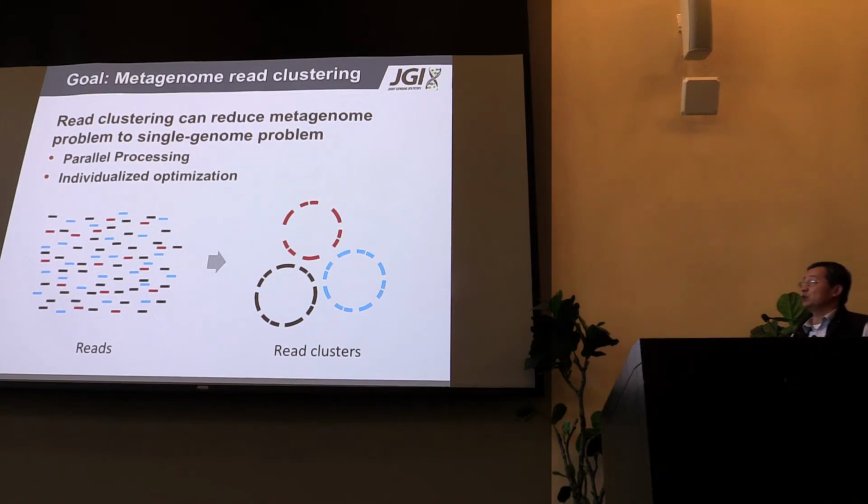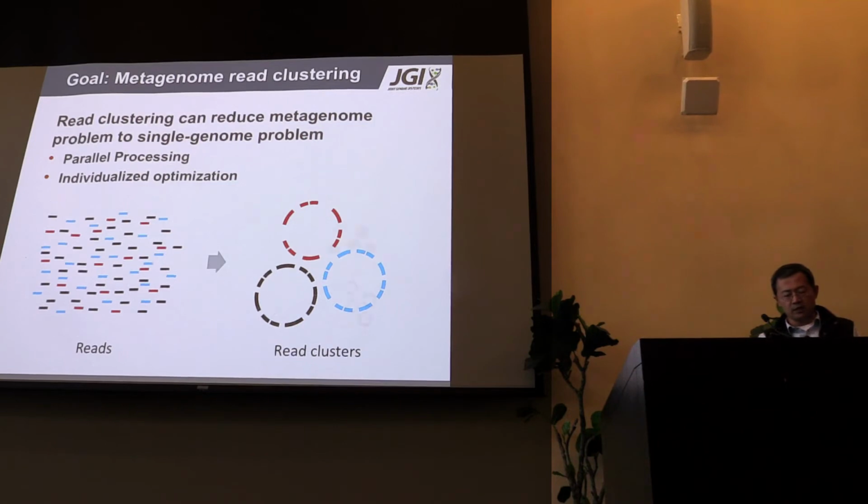So we would like to develop a clustering approach so we can reduce this metagenome problem into a single genome problem, right? So if we can collect all the pieces from a single book, from every book in the library, then the problem is much simplified. Then we can deal with each of the books individually. And this also carries 2 other benefits, which is we can process all the books in parallel. And also, we can afford to do individual optimization of each book, because each book may require a different parameter set for the best result.